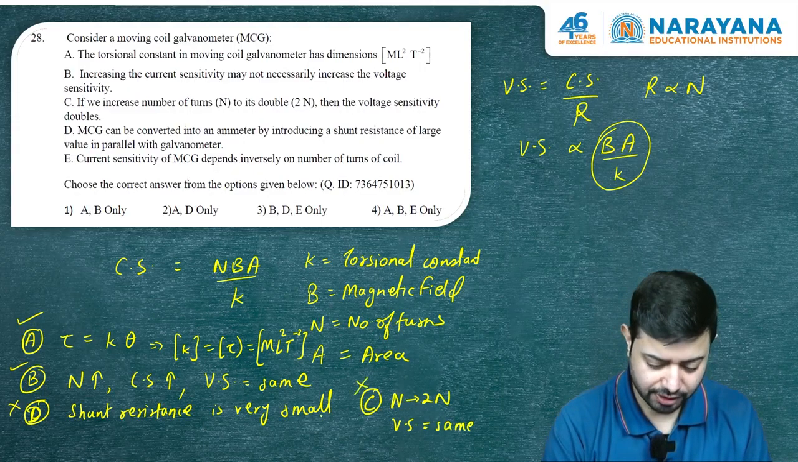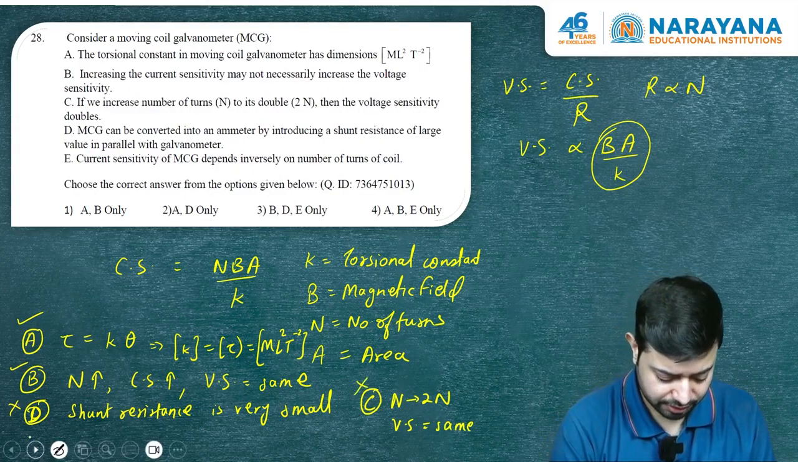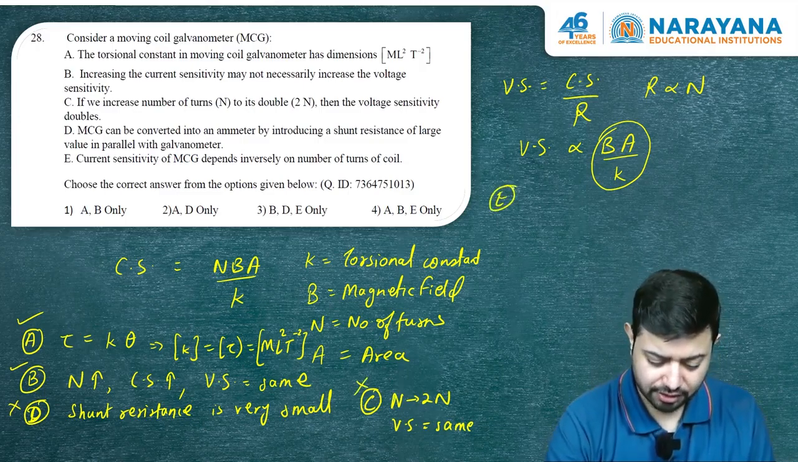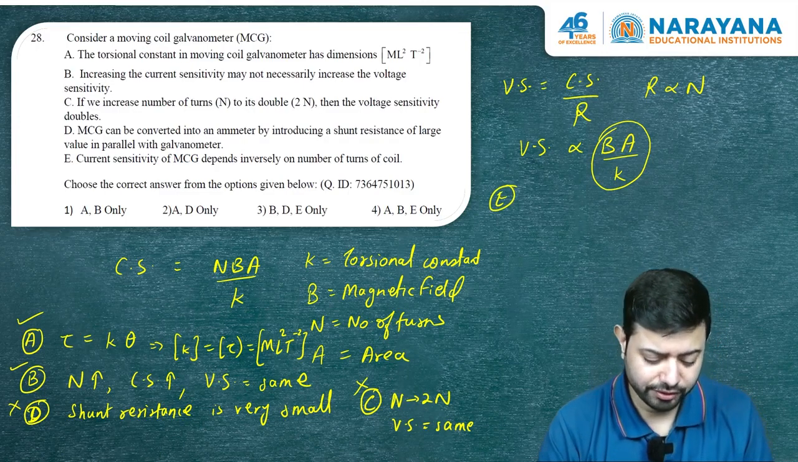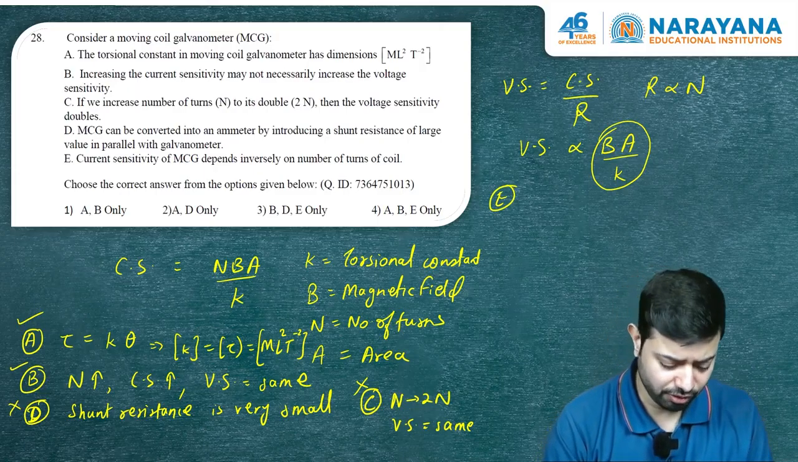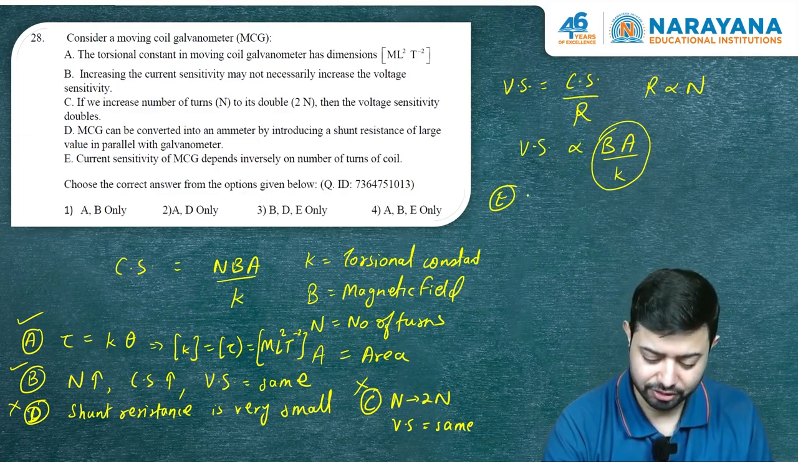Okay. Let us see the last one, which is the E. Current sensitivity of moving coil galvanometer depends inversely on number of turns of coil. It is absolutely wrong, you can see it from the formula, right. So, this is also wrong.